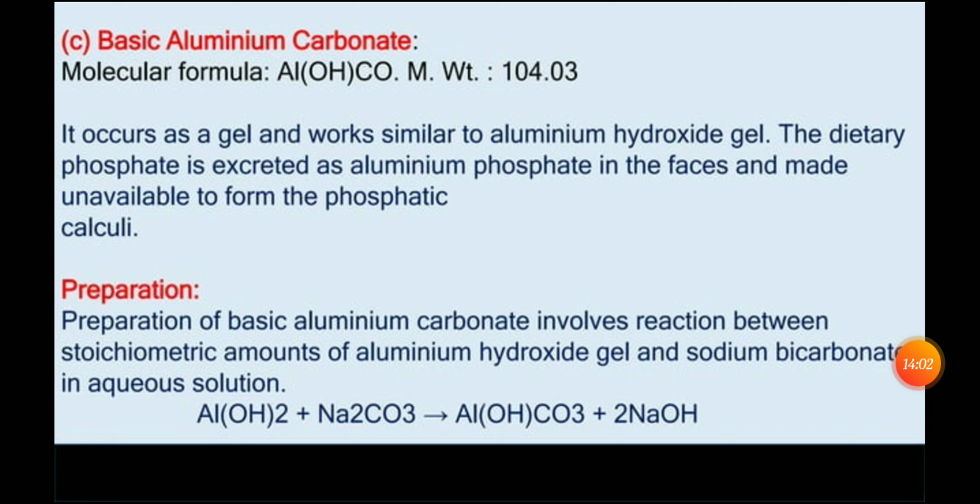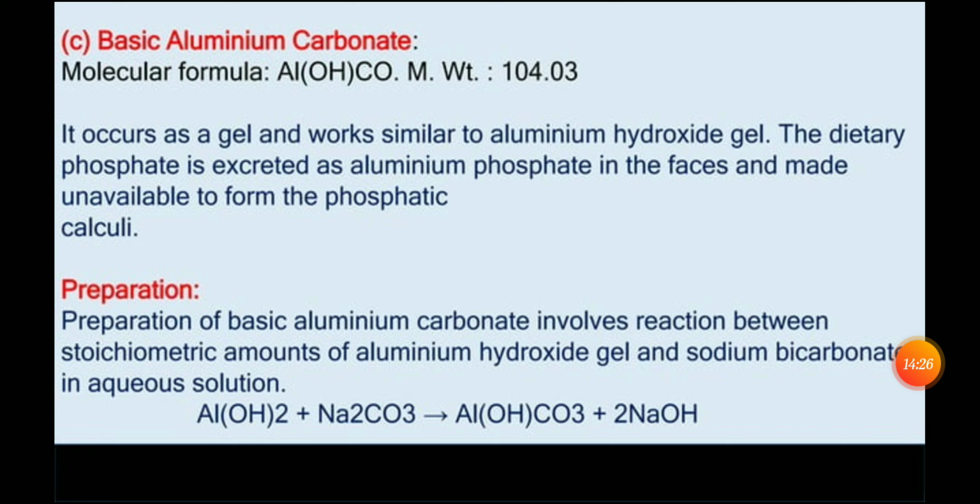Okay, next is basic aluminum carbonate, its molecular formula is AlOHCO3. Molecular weight is 104.03. It occurs as a gel and works similar to aluminum hydroxide gel. The dietary phosphate is excreted as aluminum phosphate in the feces and made unavailable for the formation of phosphatic calculi.